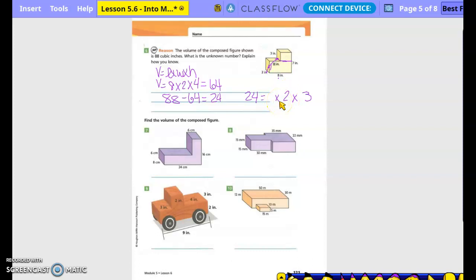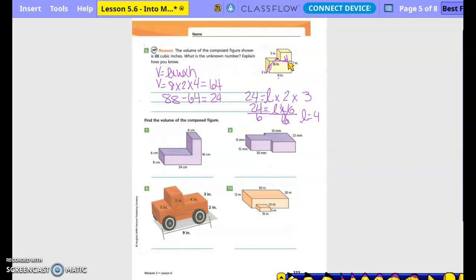So now we need to find the length. Okay, so what would the length be? We don't know, right? So 24 equals L times 6. So to get L by itself, we do what? Do the inverse operation, right? So what's the opposite of multiplication? Division. So what I do on one side, I do on the other. So L equals 4. So this right here equals 4.